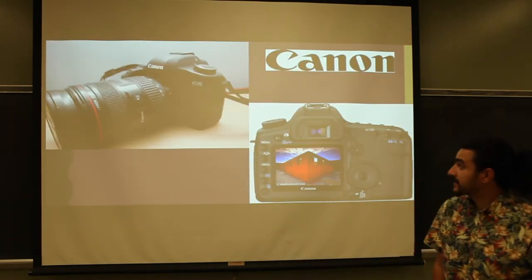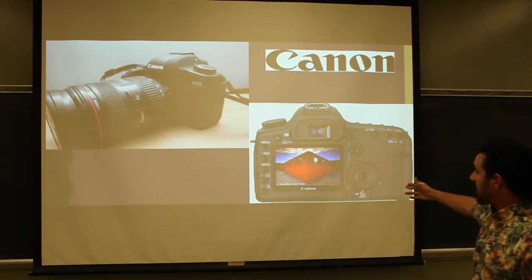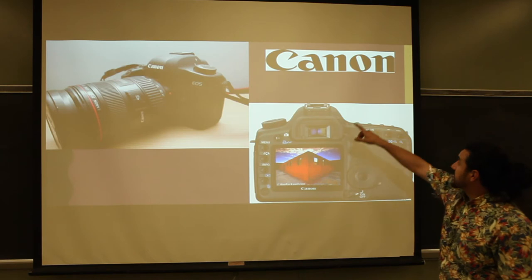So here's a photo of the Canon 5D Mark II. This is the front side and this is the back side with all of the labeling on the back.